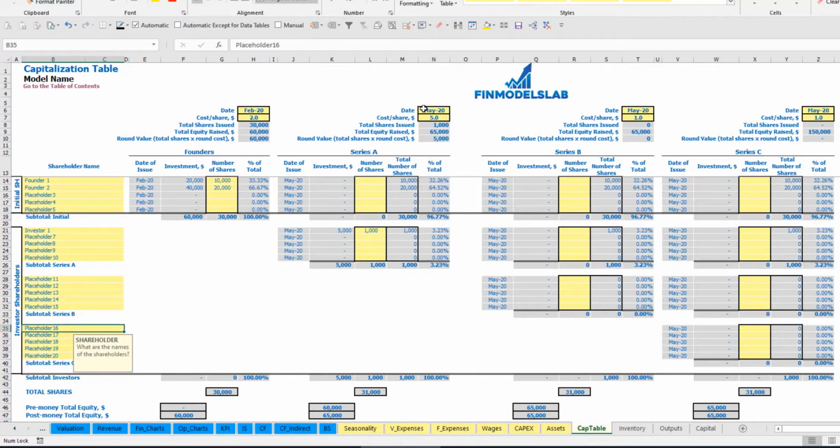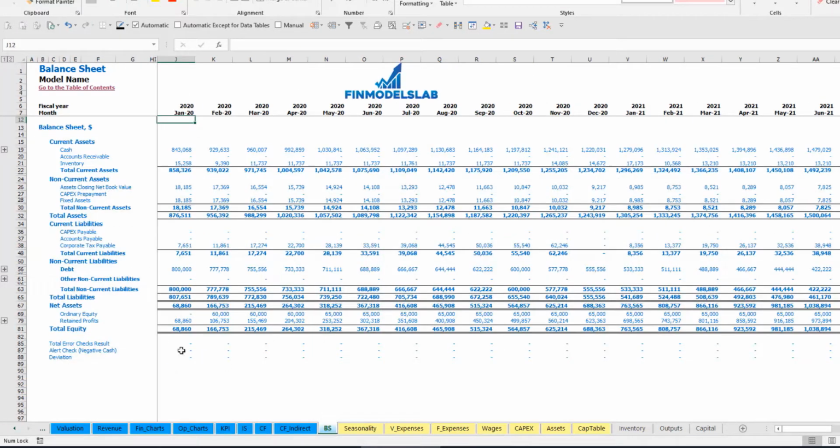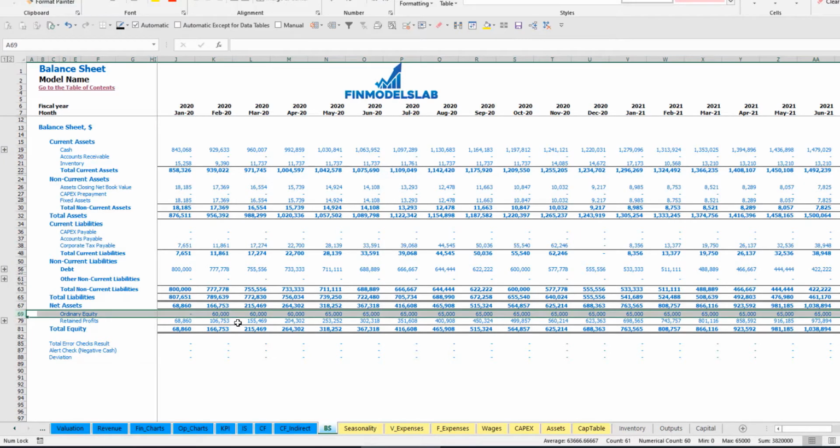You can also input some amounts for Series B and Series C. The same way you can set up the date, cost of share, and up to 5 investors, up to 5 placeholders for number of shares. The amounts of funding you may see in the cash flow, in the ordinary equity raisings, and you may see the balance sheet, which shows you the total equity by months.